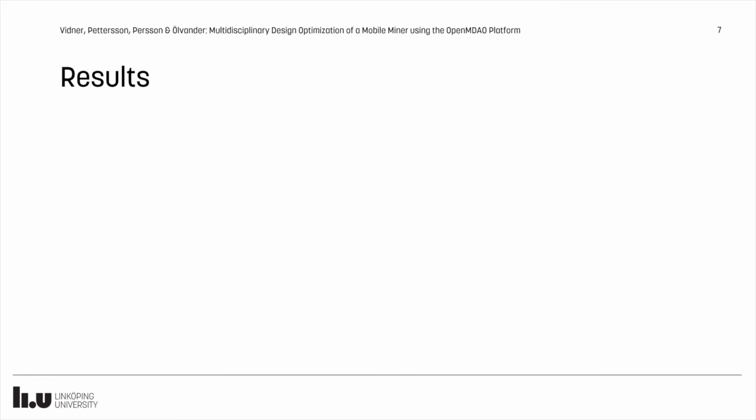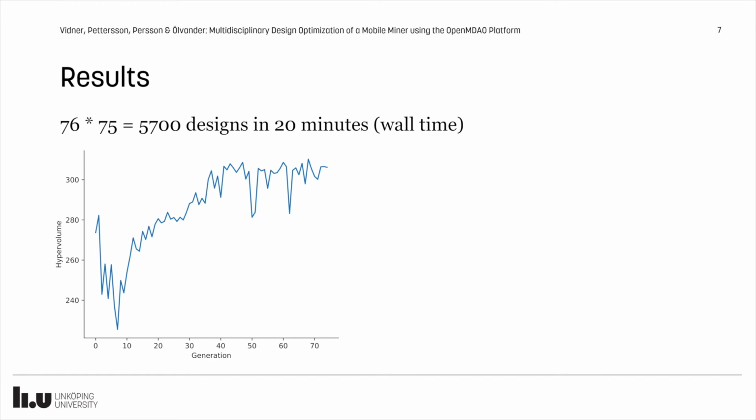Running on a single standard laptop for approximately 20 minutes, the genetic algorithm has sequentially evaluated the integrated model over the course of 75 generations with 76 individuals in each, 5,700 evaluations in total. Plotting the hypervolume of each generation, we can see that it is initially declining due to elimination of infeasible solutions. After around 10 generations, it takes on a positive trend up until generation 45, after which it seems that the evolution settles somewhat.